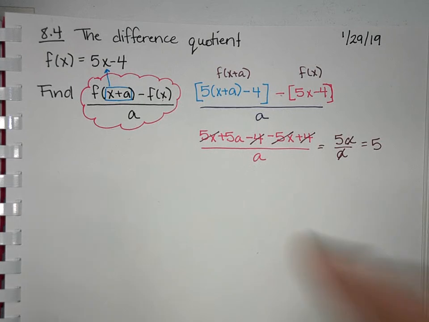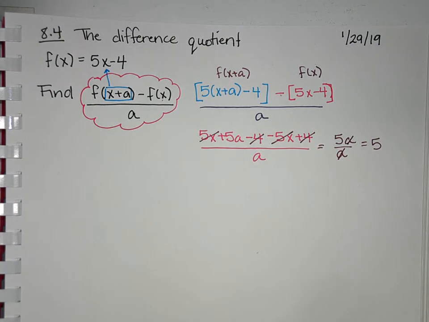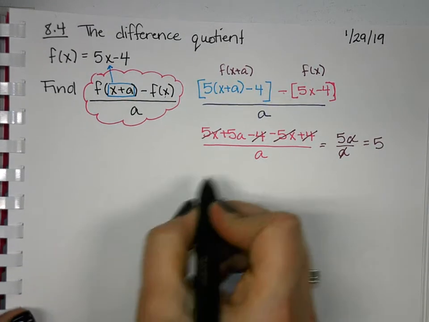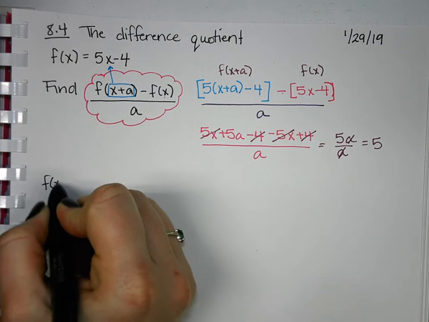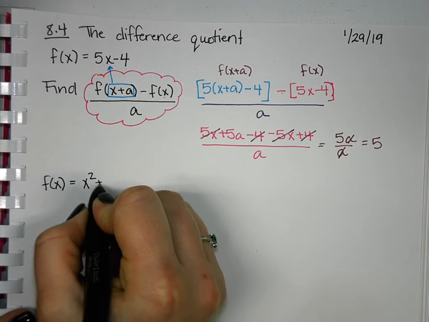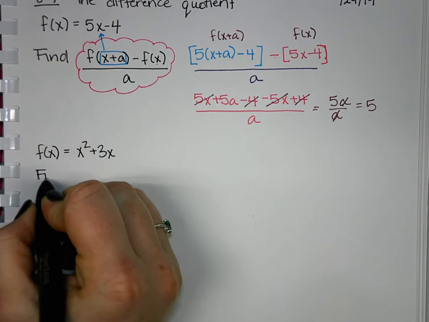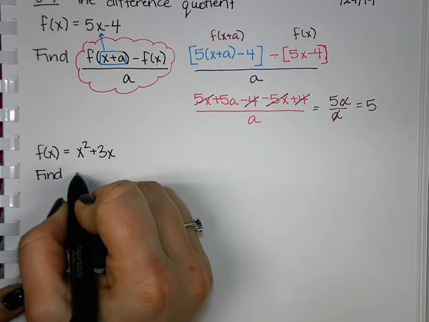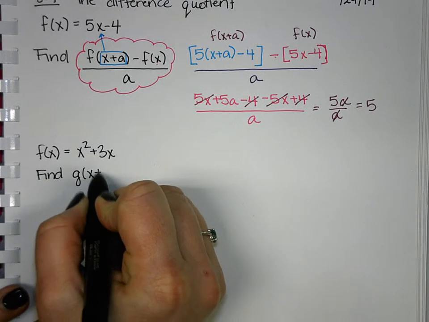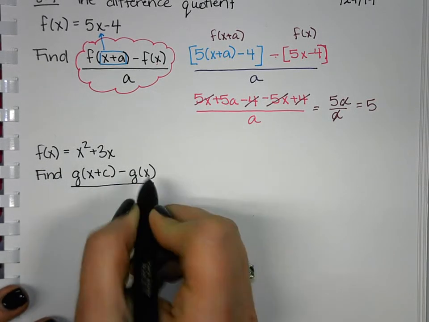Okay, but that right there is really all there is to it. So again, like I was saying, usually the hardest part is the plugging in because it's an expression, not just a number that we're evaluating. So we're going to do another one just to get some more practice and see it again. And like I said, we'll do a third one in class. And so here we're going to find g of x plus c minus g of x over c.